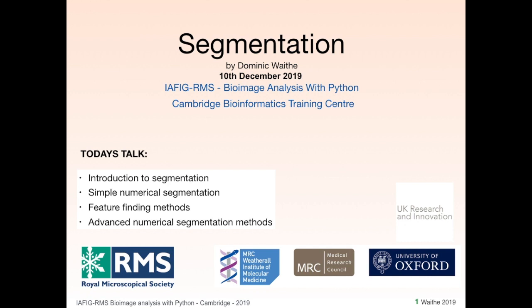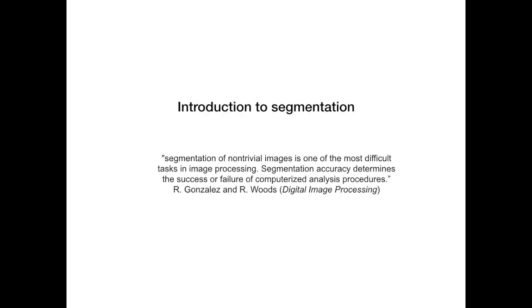But segmentation is non-trivial, and it's probably the most important part of an image analysis pipeline. If you get the segmentation right and you do a good job of it, then the rest of the analysis is, generally speaking, quite straightforward. And if you have a good segmentation, then your interpretation of the data can often be less ambiguous. So it's an important part to get right from the beginning.